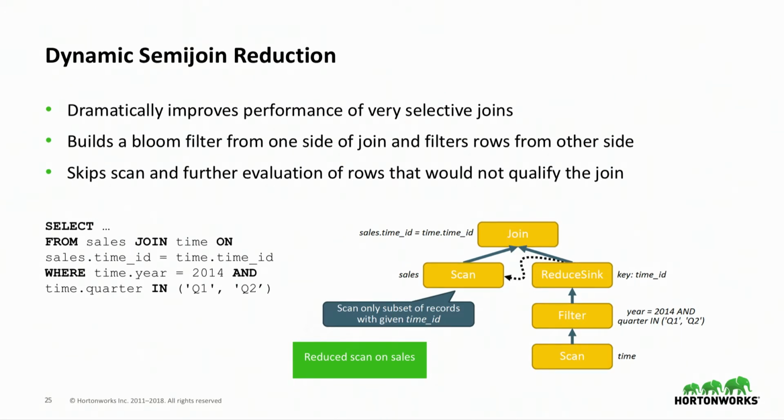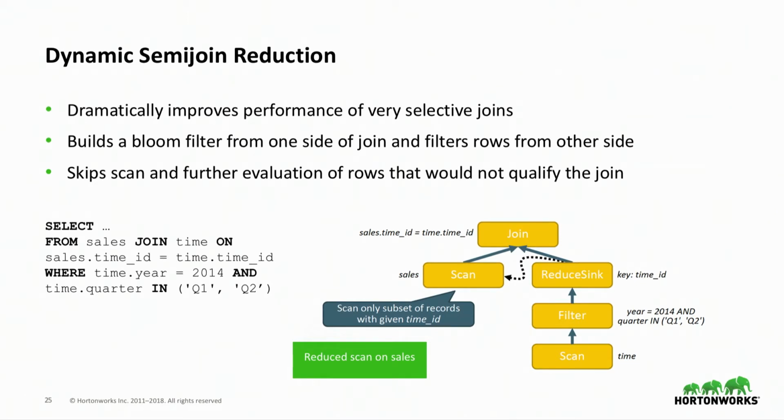So I have a query here. This is joining sales with time, and the filters on time is on year and quarter. The portion in yellow is a typical join where you scan time, you filter on those values like 2014 and Q1 and Q2. You feed it to the reduced sink, and then you join sales and the time. As you can see on the scan of sales previously, there was nothing much you could do. You had to scan the entire sales table, right, because the user hasn't specified.